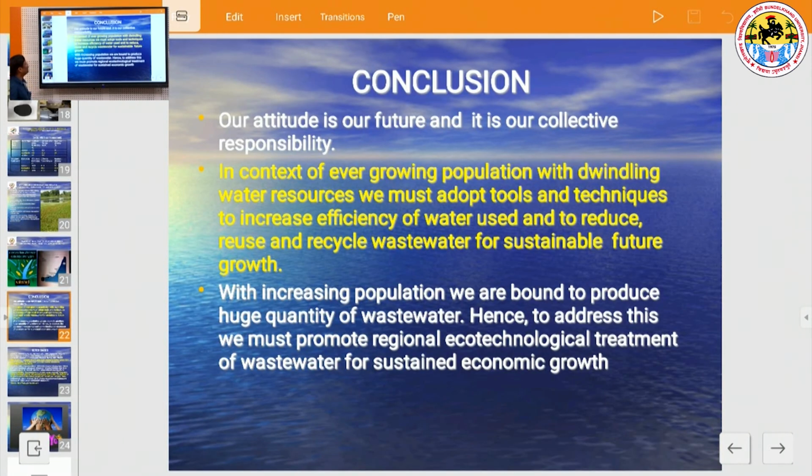Now the conclusion: our attitude, our future, it is the combined responsibility of everyone. In the context of an ever growing population with dwindling water resources, we must adopt tools and techniques to increase efficiency of water use and to reduce, reuse and recycle wastewater for the sustainable future of our growth. With increasing population, we are bound to produce huge quantities of wastewater, and to address this we must promote regional eco-technology treatment of wastewater for sustainable economic growth.